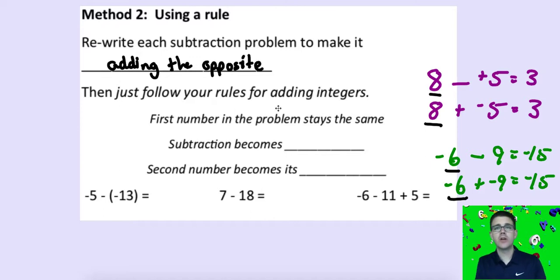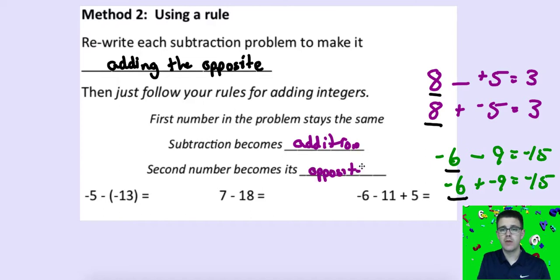Why learn a whole new set of rules for subtraction when we could just quickly rewrite it as an addition problem, and we can just use the rules we already just got good at? So the idea is the first number in the problem stays the same, just like we did here. Subtraction becomes addition. And the second number becomes its opposite. From our examples we found that if I make both of those changes, I still get the same answer either way. So why not make it into a problem I'm comfortable with and don't have to worry?